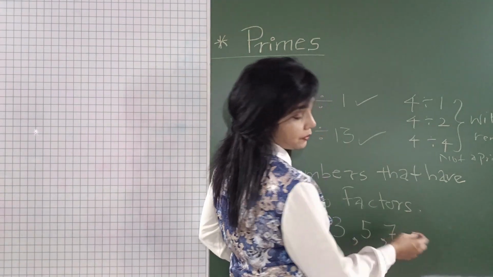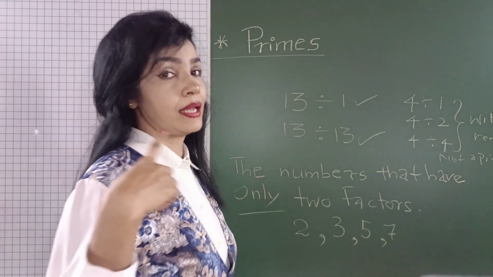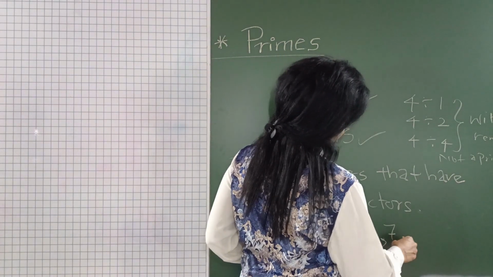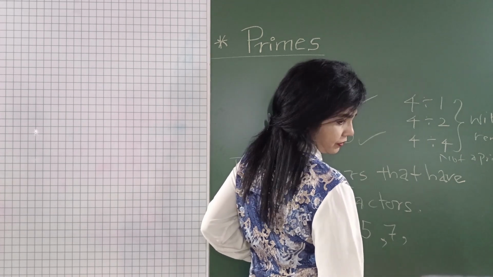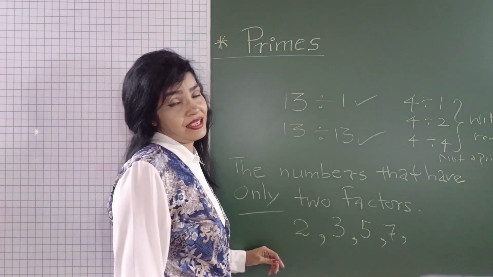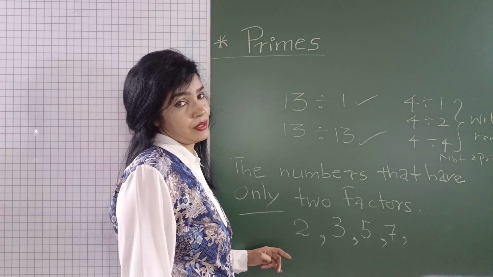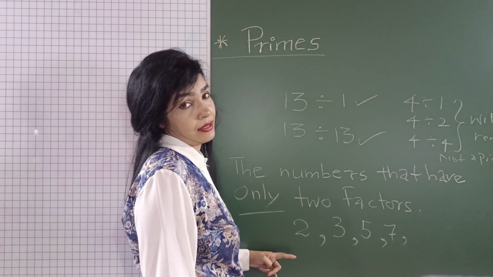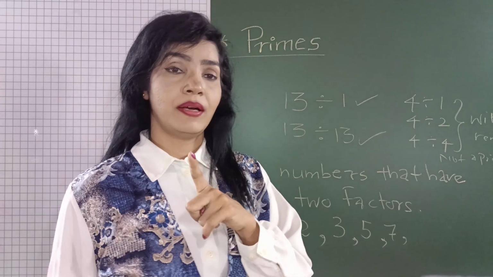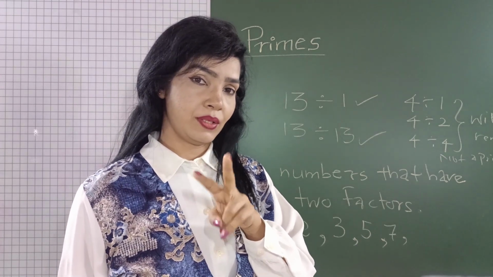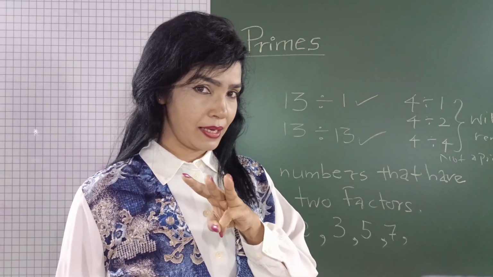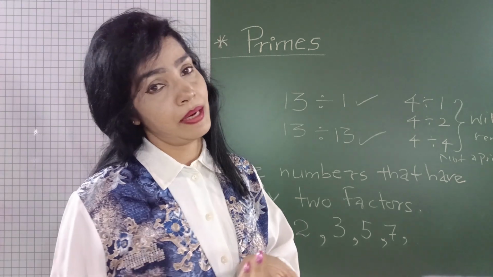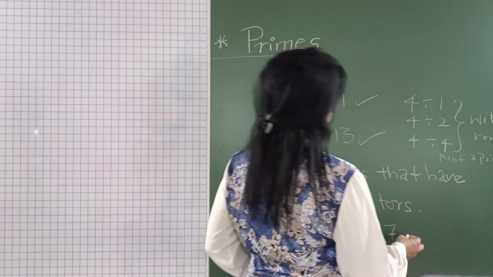7 can be divided by 1. 7 can be divided by 7. So it has two factors only. 8, no. 9 can be divided by 3 as well, so it's not a prime number. How about 10? 10 can be divided by 1, by 2, by 5, and by 10. So it's not a prime number.